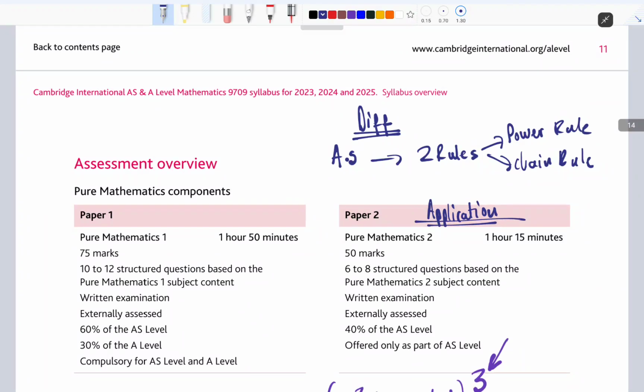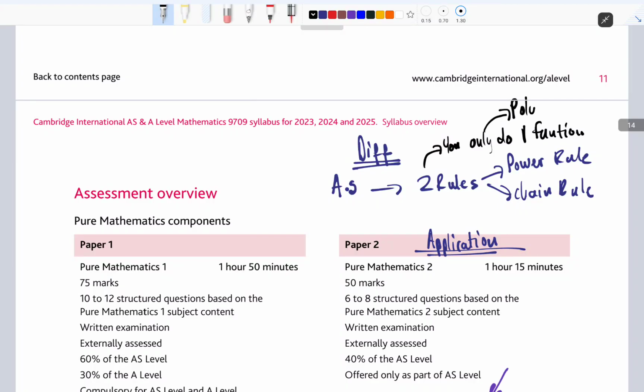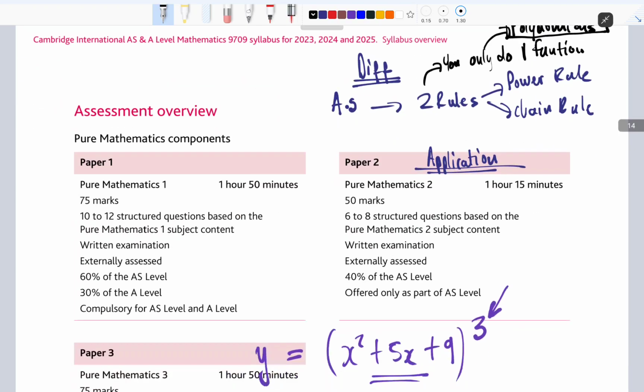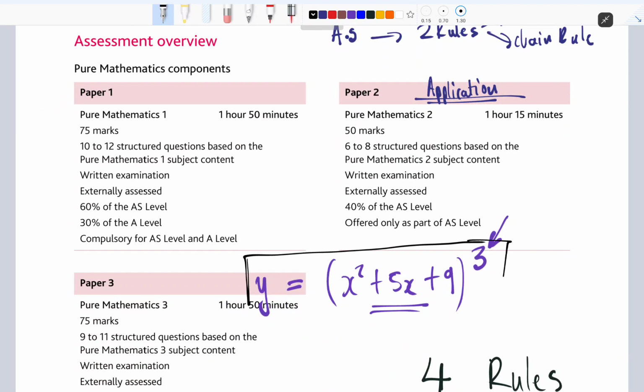Okay? And why is it that you have to know 2 rules? It's because you only do one function. And what is it? Polynomials. So polynomials, for us to differentiate them, we use the power rule. We only do one function. And for that one function, we need to know how to differentiate it, and that's the power rule. Then we need to know how we differentiate it when it is combined by putting one polynomial inside another. That makes a composite function like this one, which we differentiate by the chain rule.